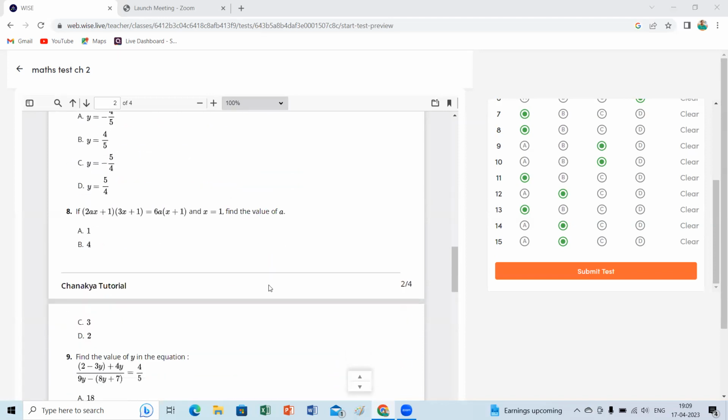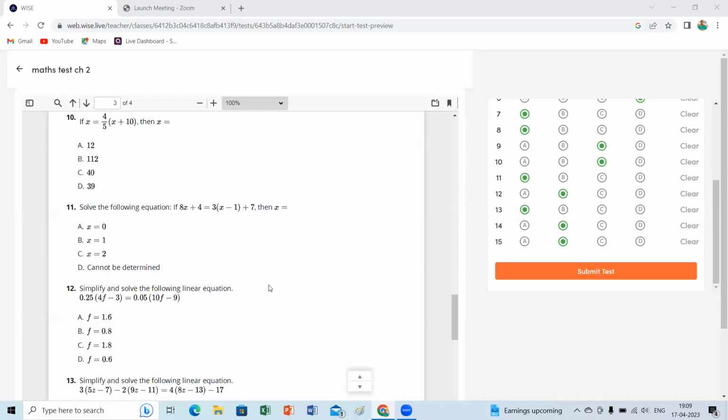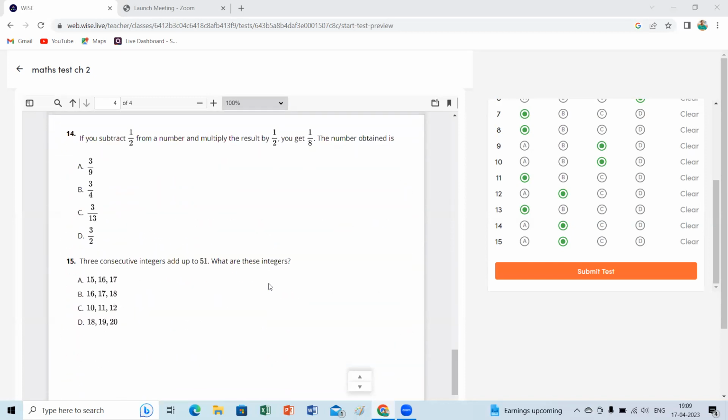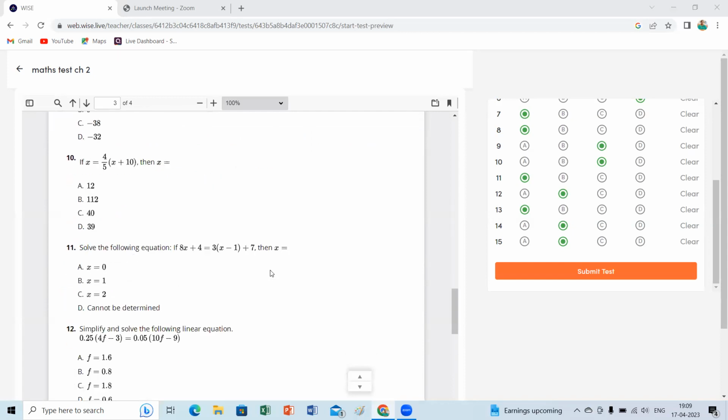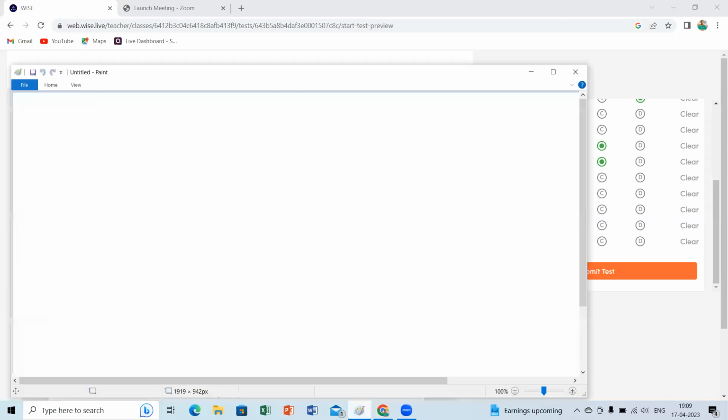Yes, right, children. Any other doubts? Any other doubts you have? Will you do the ninth one, ma'am? Ninth one, okay. Just a cross multiplication, beta. Okay, let me do it. Simplify now, ma'am. Okay, we'll do that. Find the value of y in the equation. Instead of x, y is given. Okay, ma'am. 2 minus 3y.